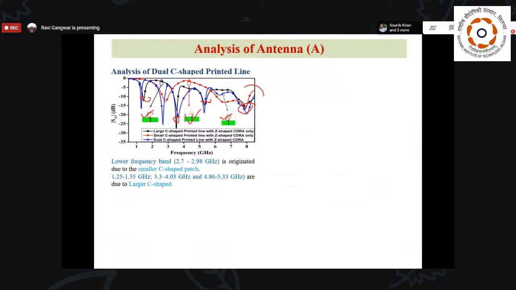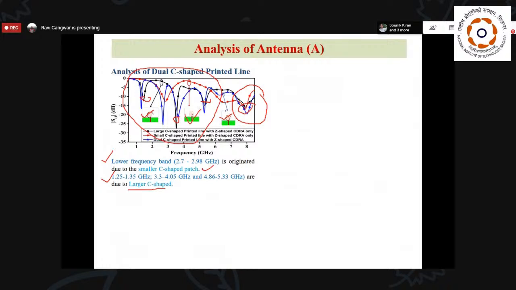If you remember, the last band is constant in all 3 cases. That means this band is due to the dielectric resonator antenna, and the remaining bands are due to either the larger C-shape or the small C-shape printed line, which resonate at different frequencies. When I analyze it, I find that the lower frequency band, 2.5 to 2.98 gigahertz, originates from the smaller C-shape, and these 3 bands, 1.25 to 1.35, 3.3 to 4.05, and 4.86 to 5.35, are due to the larger C-shape.